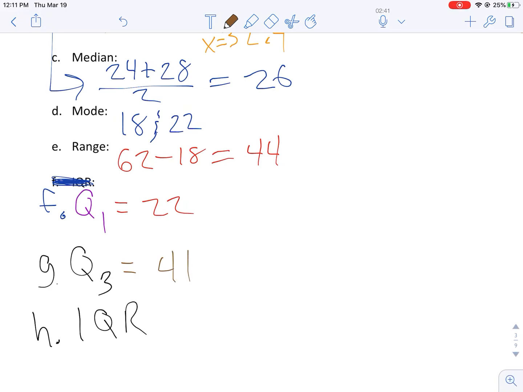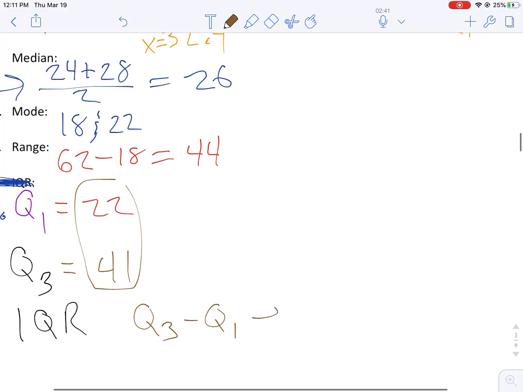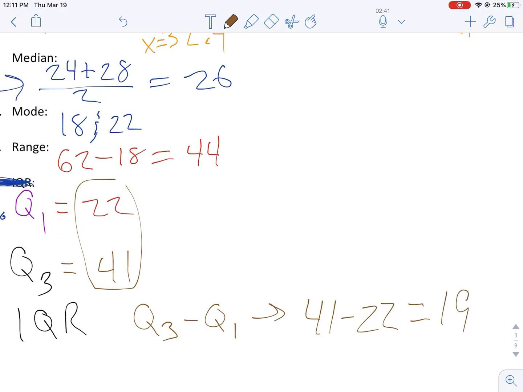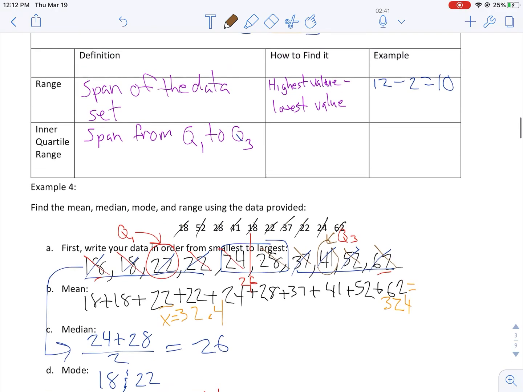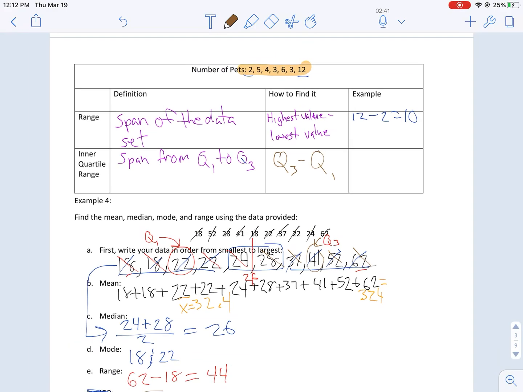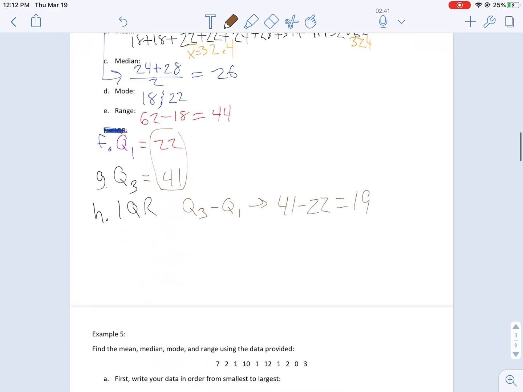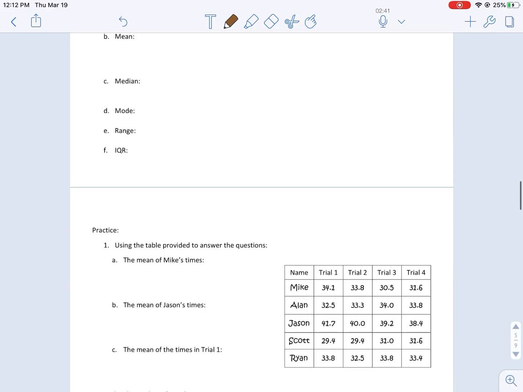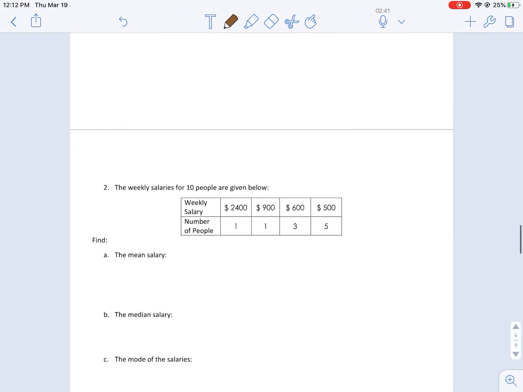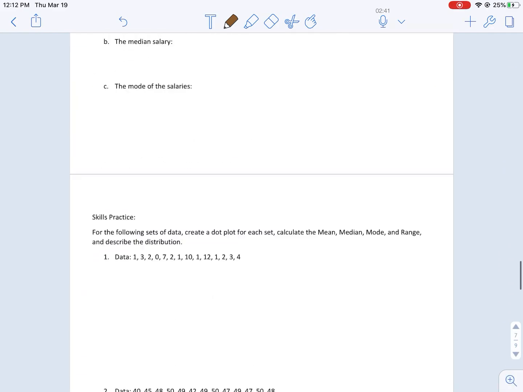Now my IQR is the range of these two. So basically it is Q3 minus Q1. That, ladies and gentlemen, is 41 minus 22, which is going to equal 19. Okay, so that is how you do that. Hopefully that works out. So how do I find it? I go Q3 minus Q1. An example up there, don't really need it, but we had to go through all this other stuff. Hopefully you guys can find this on the rest of this sheet. So, anyways.